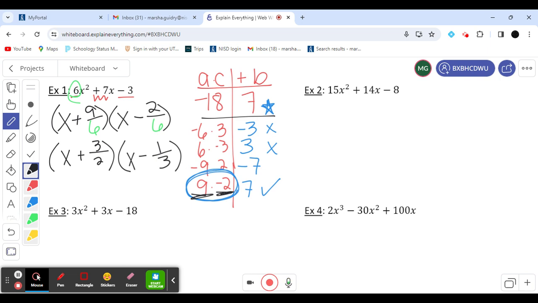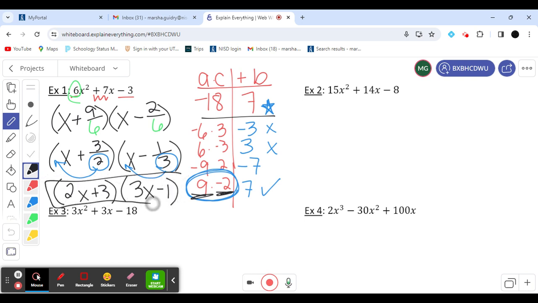We still have denominators left over. So our last step tells us to take any remaining denominators and swing them to the front. So I'm going to take this 3 and swing it to the front. And this ends up giving us 2x plus 3 times 3x minus 1. And if you want to know why this works, feel free to come in and I will give you a proof as to why it works. If you trust me and you just want to go with it, go with it. It works every time that we have a factorable expression.